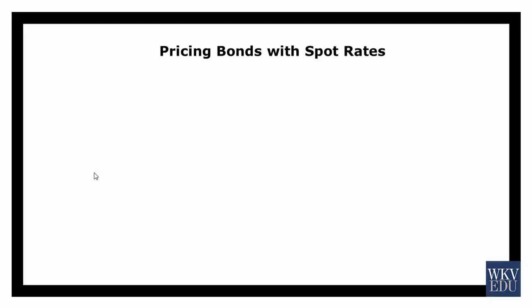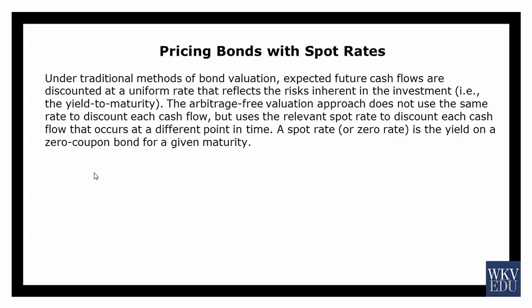We'll now move on to pricing bonds with spot rates. Under traditional methods of bond valuation, the expected future cash flows are discounted at a uniform rate to arrive at the value of the bond. This rate is known as the yield to maturity. The arbitrage-free valuation approach does not use the same rate to discount each cash flow but uses the relevant spot rate to discount cash flows that occur at different points in time.